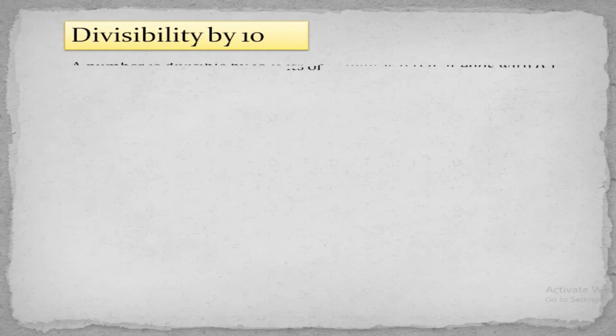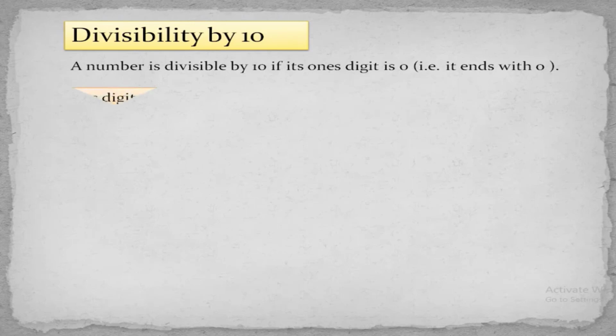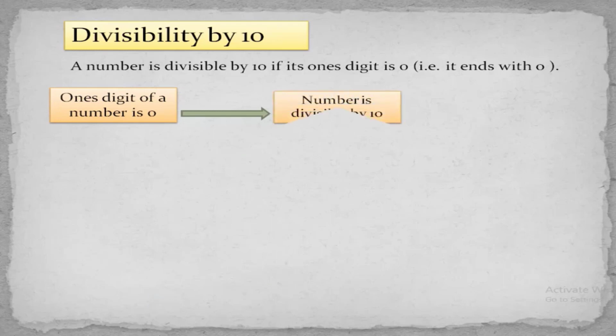Now to the divisibility by 10. In the divisibility by 10, the rule states that a number is divisible by 10 if its ones digit is 0. That is, it ends with 0. So if the ones digit of a number is 0, this number will be divisible by 10. Let's have an example.